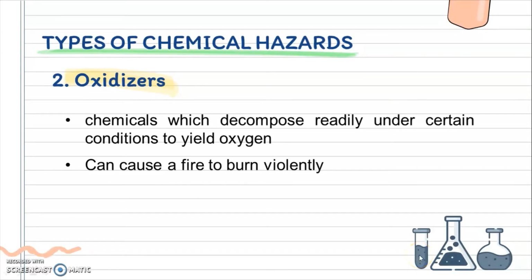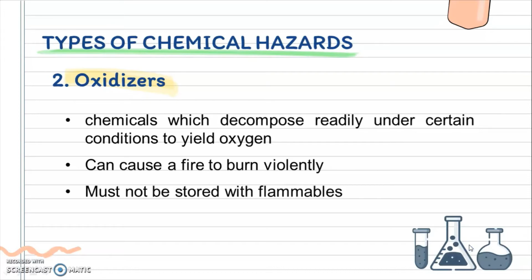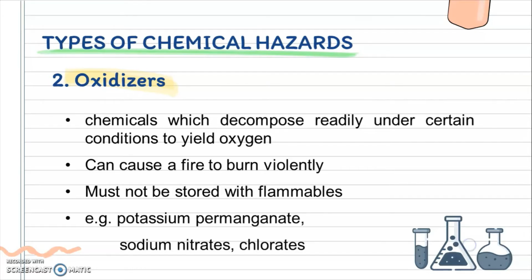An example of oxidizer is ammonium nitrate, which caused the explosion on Beirut, Lebanon, dahil it was not properly stored. Kaya ang nangyari, it produced oxygen that caused a huge fire and explosion. And dahil nga pwedeng mag-cause ng fire ang mga oxidizers, they must not be stored with flammables. Other examples of oxidizers are potassium permanganate, sodium nitrates, and chlorates.